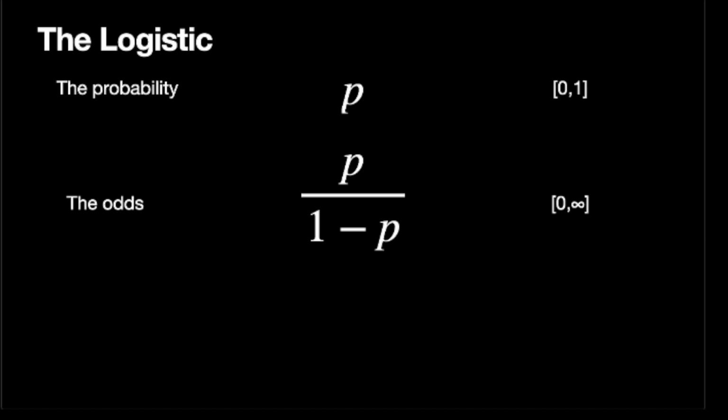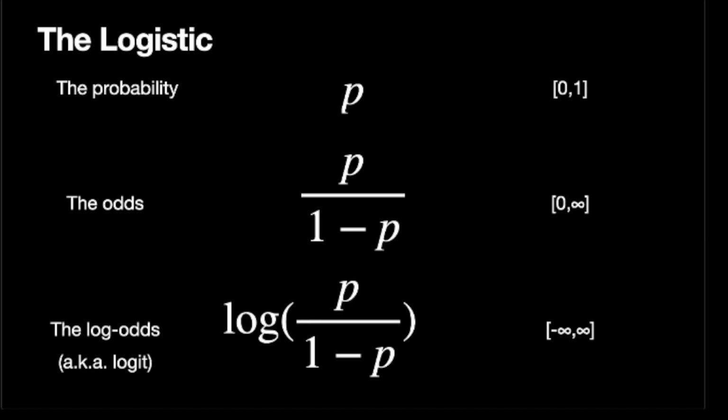For example, if you hear that an event has 1-to-1 odds, that means the probability of it happening is 50%. The lowest odds an event can have is 0, meaning it can never happen, and the highest odds an event can have is infinity, meaning it is guaranteed to happen. Finally, to get the logistic transform, we take the log of the odds. The log odds of an event can be any real number between negative infinity and infinity, and it's actually this property that we like for doing our statistics.